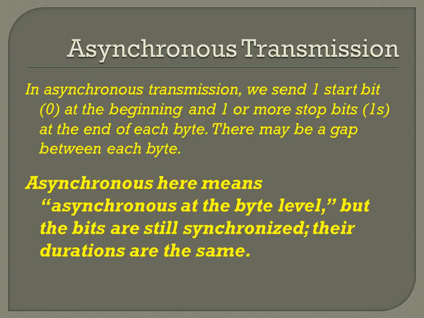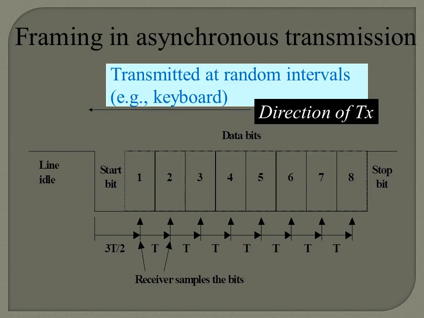Okay, so when we do asynchronous transmission, what is normally done here is, whenever a character or a byte is transmitted, before transmitting that, you send a start bit at the beginning and one or more stop bits at the end of each byte. Now, this is typically how the bits would be sent.